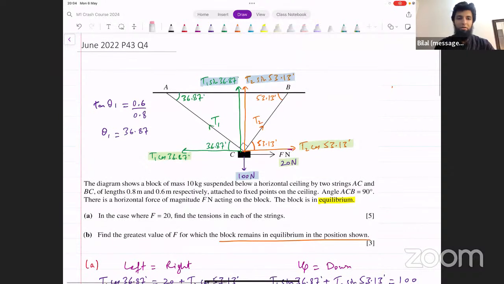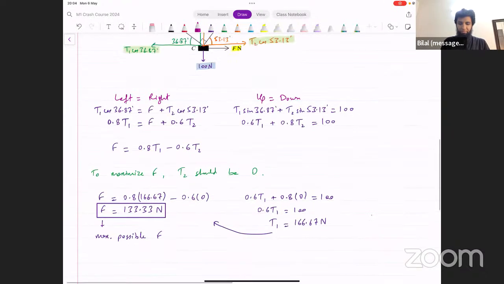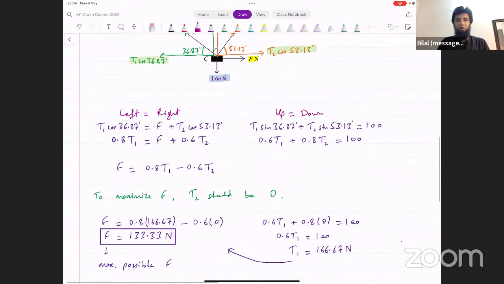But just remember, when you have to find the greatest or least value of a force in a case like this, what you have to do is put one of the two tensions equal to zero. And this is how you can figure that out. Make sense? And in this case, you would have to put T2 equal to zero. And that will give you the maximum value of the force F. Is that okay?